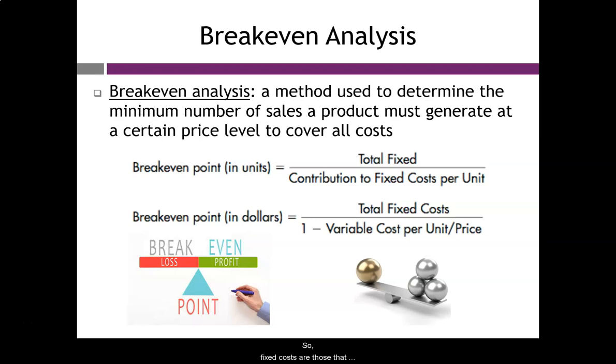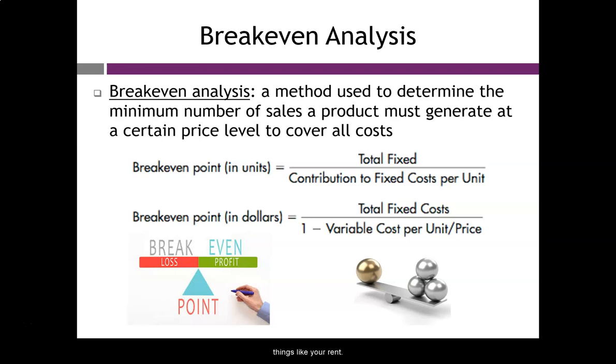Fixed costs are those that don't change with the number of sales you make. If you sell 100 subs one day and 150 the next day, the fixed costs don't change. Variable costs, on the other hand, do change with the number of subs you sell. So let's start with fixed cost. What's a fixed cost for Subway? Costs that don't change no matter how many subs you sell.